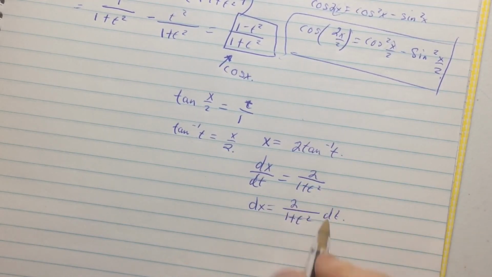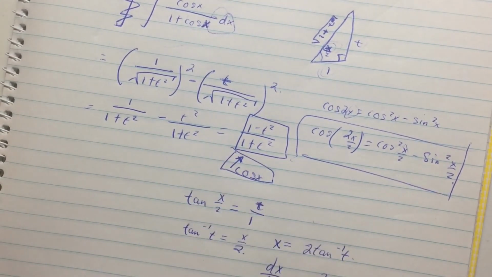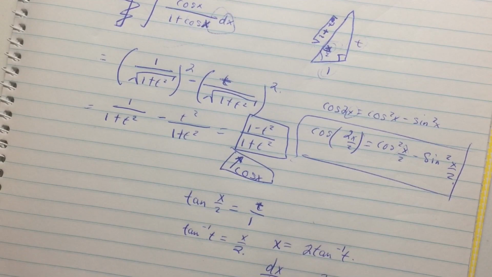And that's literally it. And these are the substitutions you're going to make. So you've got dx here, we've got cosine x here, so we're ready to solve the integral. So in the next video, I'll solve the integral.